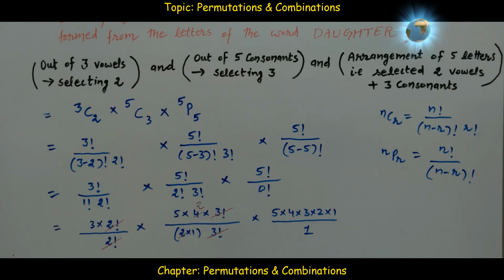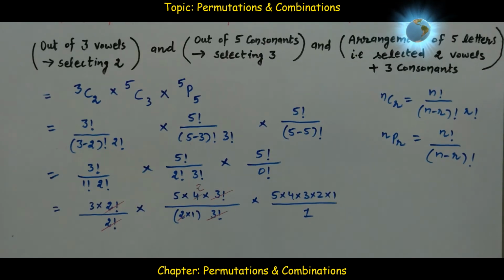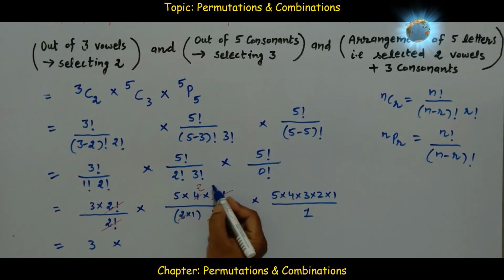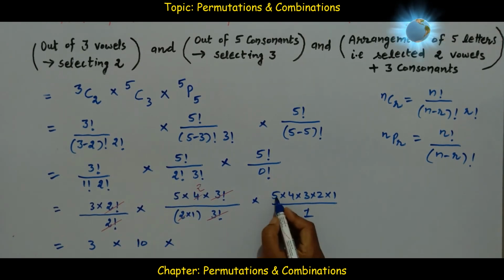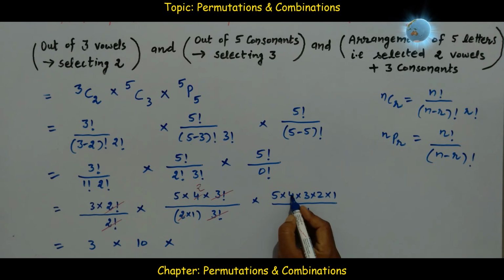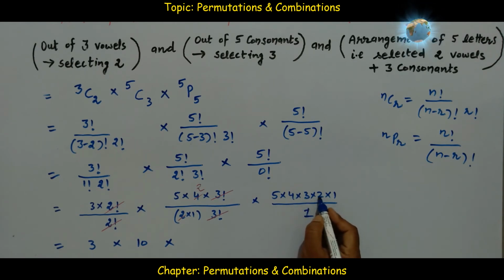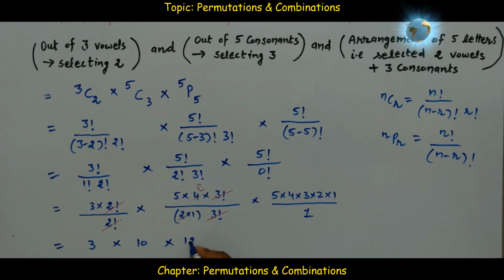Okay, so we have this equal to 3 into, this becomes 5 into 2, 10, into 5 into 4, 20, 20 into 6, 120. So again this is equal to 12 into 3, 36, and 36 with one more 0, 360 ways.